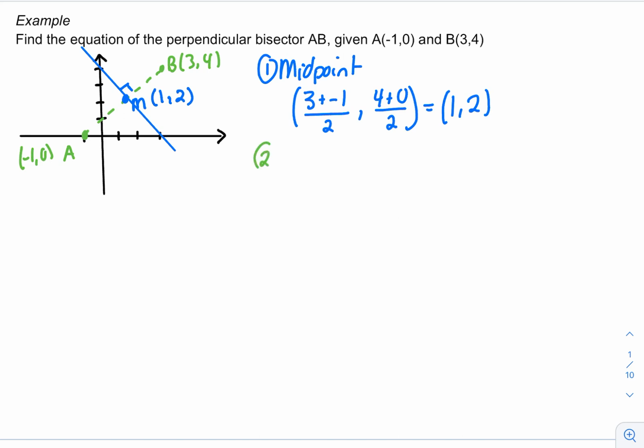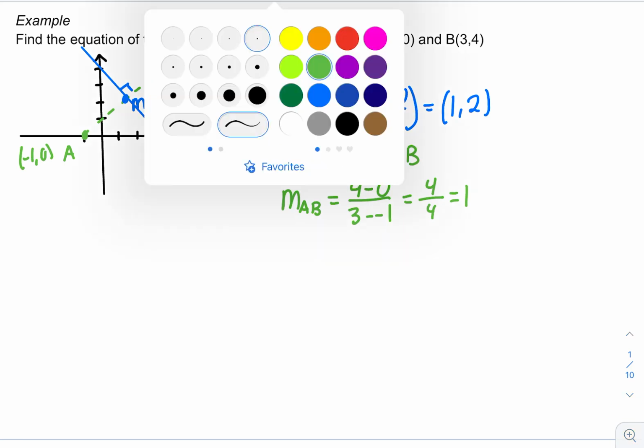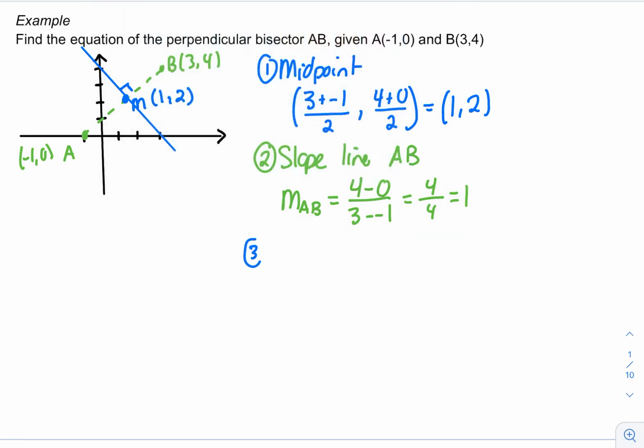Our second step is going to be to find the slope of the line AB. In order to find the slope of the line AB, we're using the slope formula which is given to us in our formula booklet. So we're subtracting the y's, and then we're dividing it by subtracting the x's and making sure that it's 3 minus negative 1. So we have 4 divided by 4. The slope is 1.